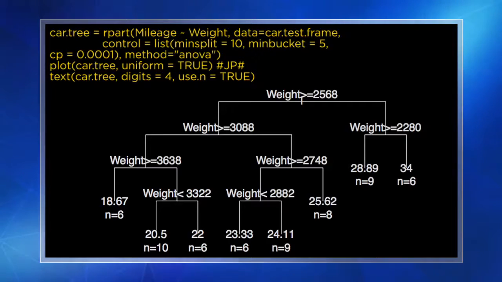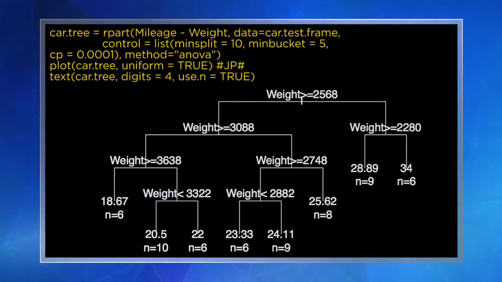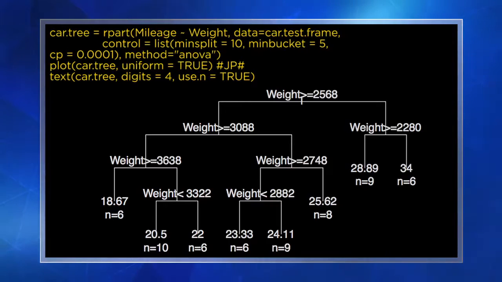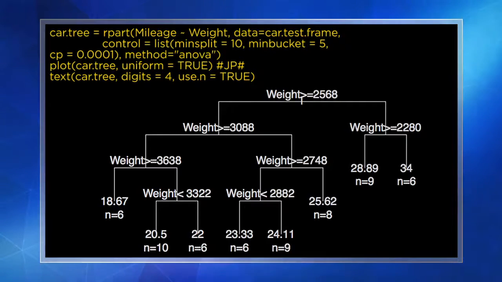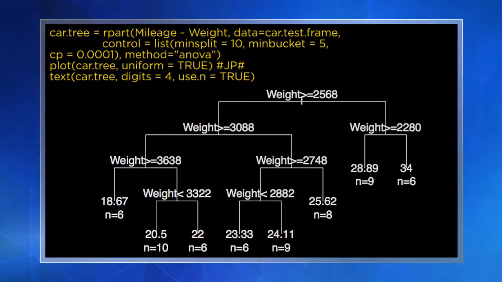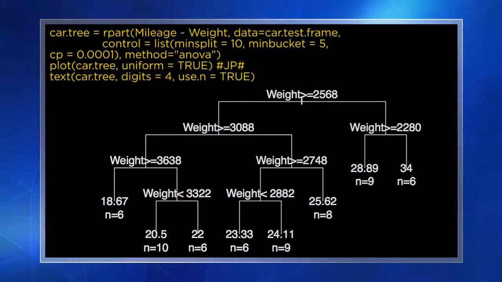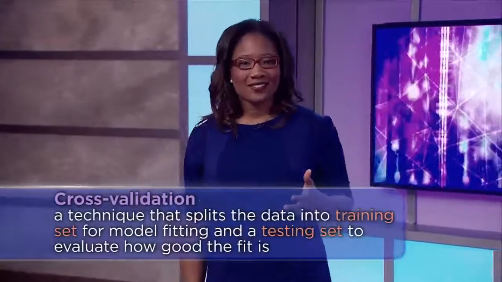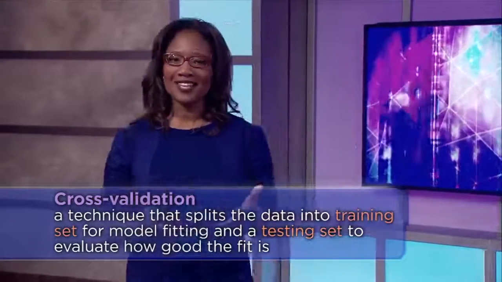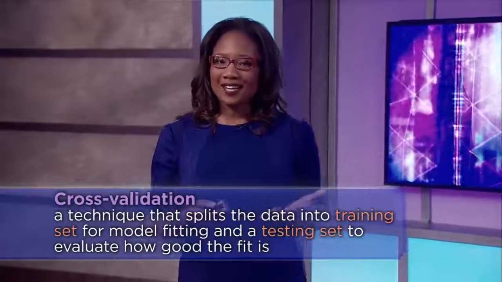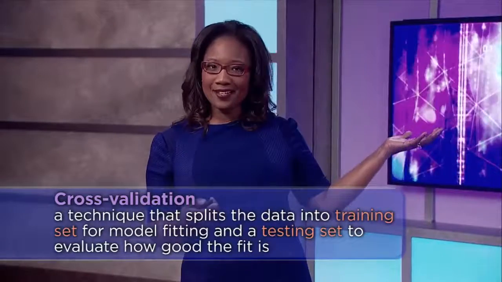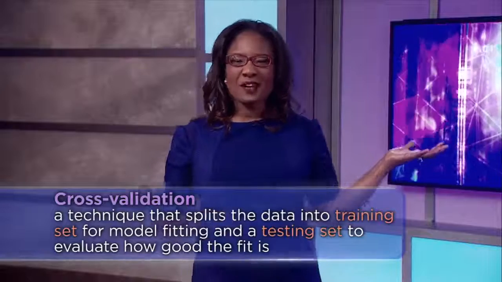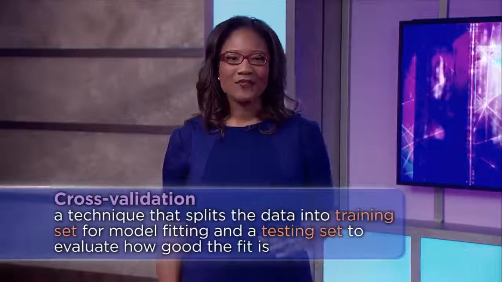Now, we could change those parameters even more to get a bigger tree. But given the tendency for tree models to overfit the data, how are we going to know when we've got a good model? Well, here's how we know. Tree models use cross-validation. Cross-validation is a technique that splits our data into a training set for model fitting and then also a testing set to evaluate how good that fit is.